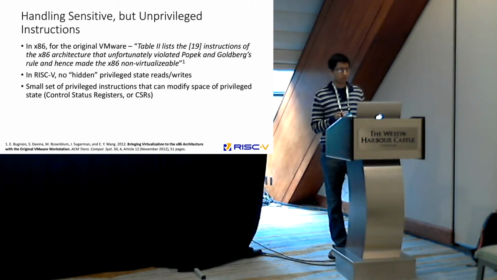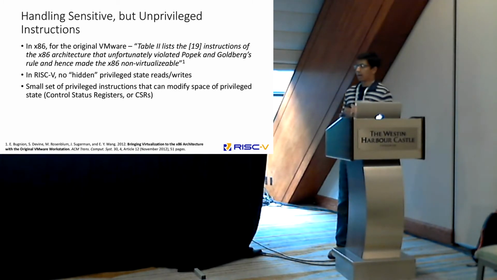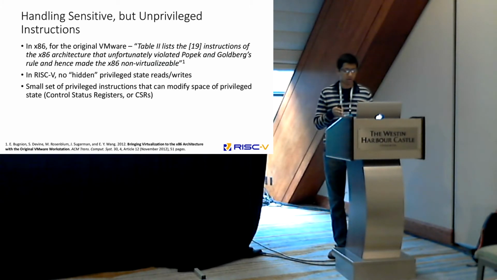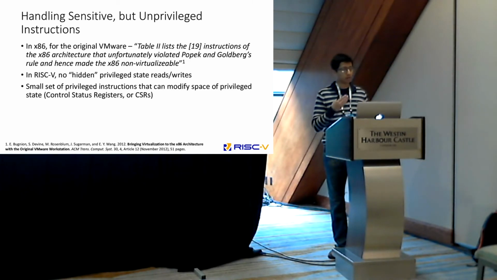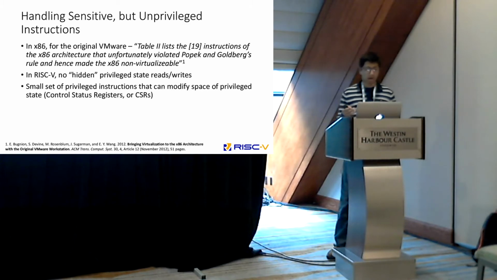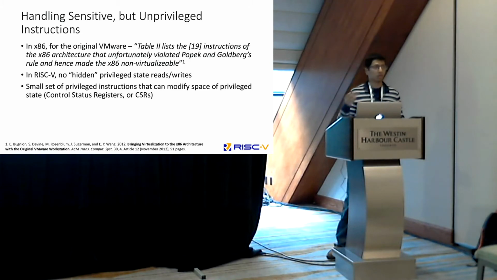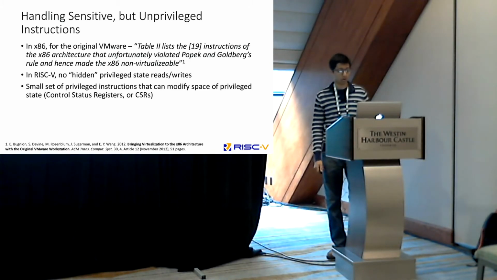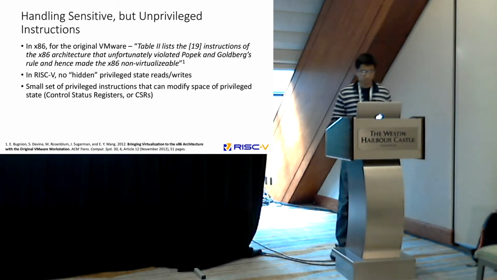There's a small set of privileged instructions that can modify this space of privileged state, which we call control status registers. This is its own address space of specific registers, and encoded in the register numbers themselves is information about permissions, like what kind of mode you have to be in to read or write this particular register. As a result, it's very easy to tell, based on what mode you're in, what kind of modifications are allowed. So it's very easy to run regular things natively and do trap and emulate for privileged instructions when you encounter them while trying to virtualize. RISC-V basically doesn't have this problem of hidden privileged state reads and writes.